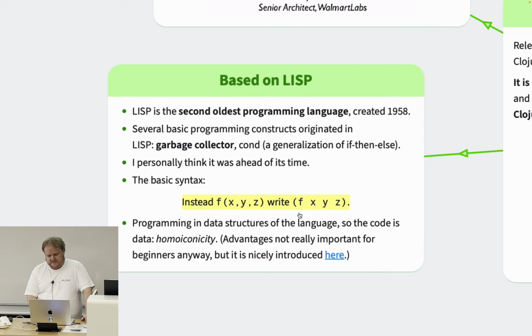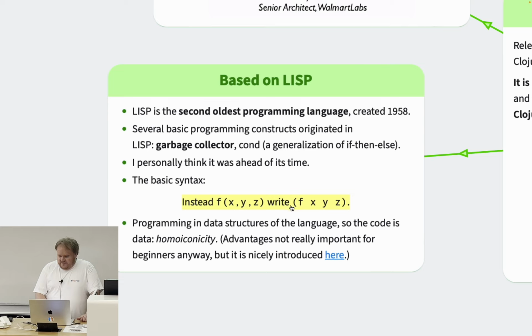So you have a bracket, and the first thing here is what is the function, and the rest of the stuff are the input parameters. And usually we don't separate them by commas, we just put spaces there. So commas in Clojure are just white space. You can add them, but we don't do that.